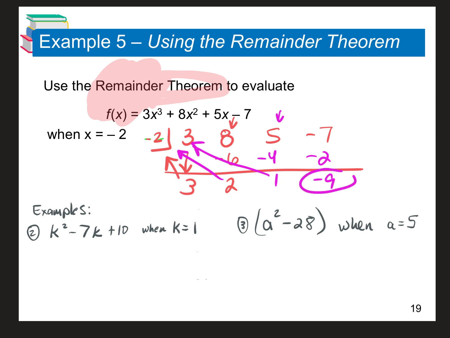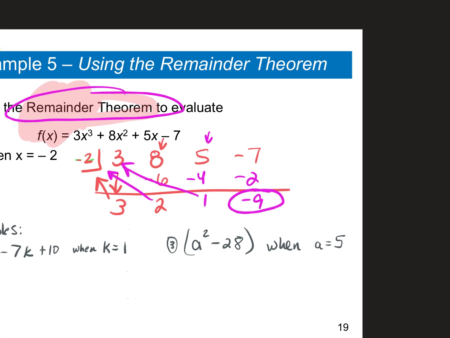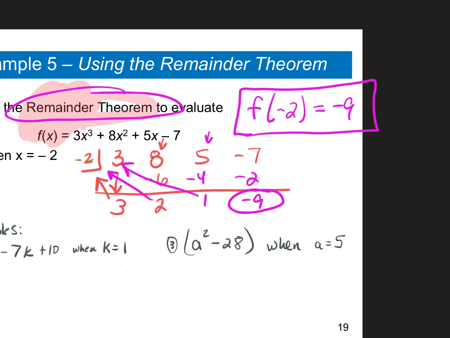The way that you would answer this when it says using the remainder theorem is you say f, p, g, it doesn't matter. But f of -2 equals -9. What you're saying is what that says right here. When I synthetically divide by -2, my remainder is -9. That's how you guys need to answer.